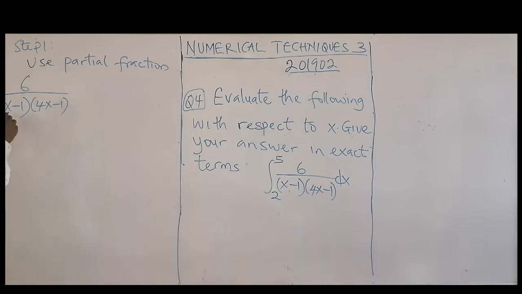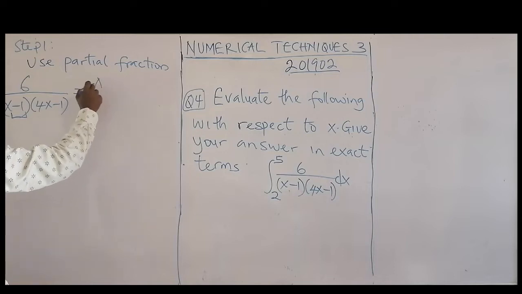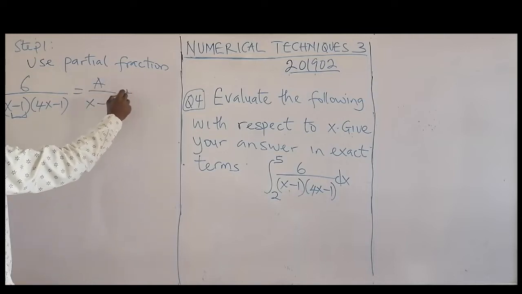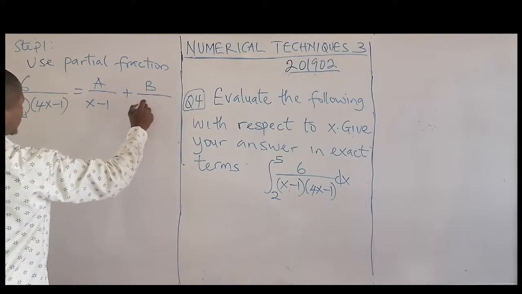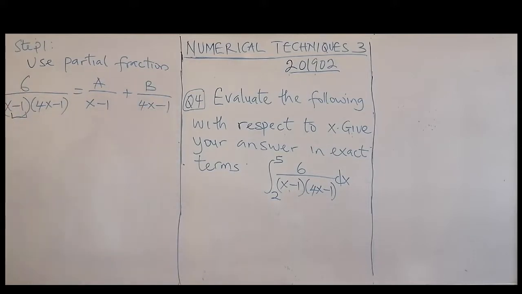This is the linear factor. So that will be equal to A over the linear factor, x minus 1, then plus B over the second linear factor, 4x minus 1.